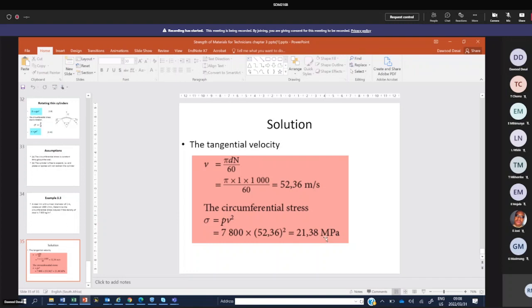21.3. Okay. So the third part of it now is you have pressure and it's rotating. Then you add the first part of theory to this part of theory, you add the two stresses up and you get the total stress.